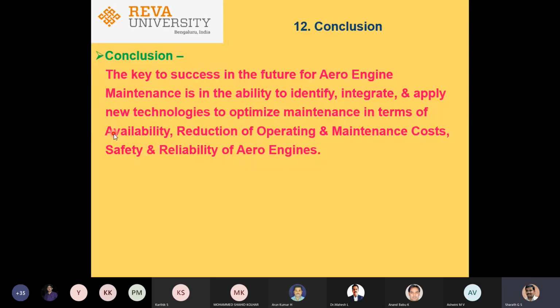And the conclusion is that the key to success in the future for aero engine maintenance is the ability to identify new technologies like digital twins, condition-based maintenance, blockchain, and lean maintenance, and to integrate and apply these new technologies to optimize maintenance with respect to availability, reduction of operating and maintenance costs, and safety and reliability of aero engines.